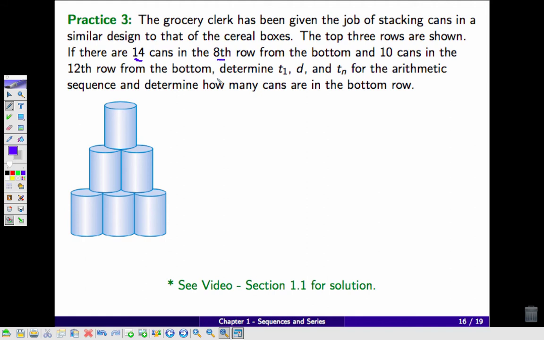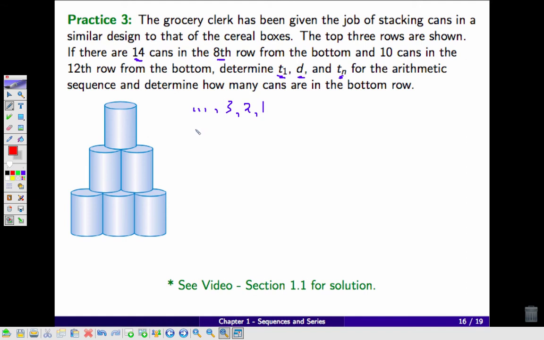It gives us a couple of bits of information, and it's asking us to find T1, D, and Tn. First of all, let's write down what they give us. This is the top of the stack, so it's kind of like the end of the sequence. So if I was to write this out, there are 3 cans, and then 2, and then 1. So the last term is actually 1. Here we're actually given the end of the sequence.